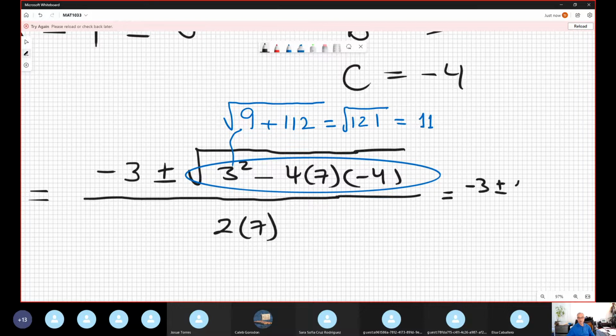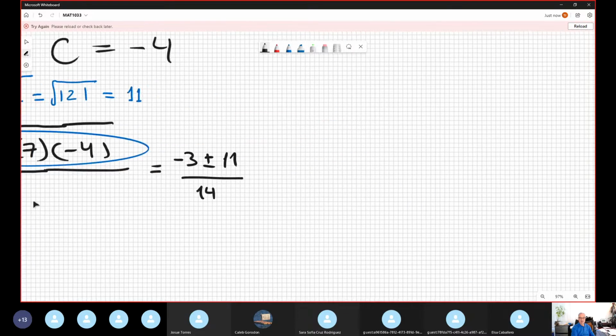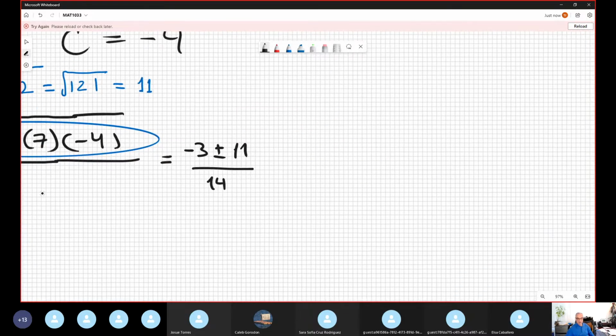So minus 11 divided by 14. We come to 14 from 2 times 7. Immediately, don't waste time, you split. Nobody uses plus and minus. No, you put positive and negative separately.